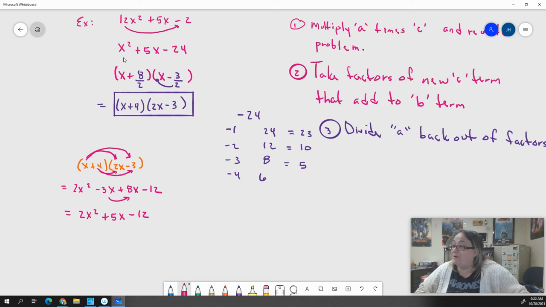Do you see where she found my problem? The original problem is I multiplied by 12. I didn't multiply by 2. So I need to divide out by 12. Right? That was ugly. I hate it when I leave them ugly like that. I hate it.